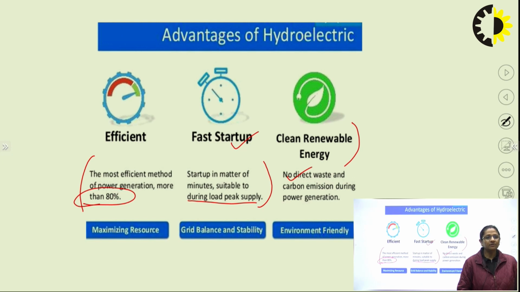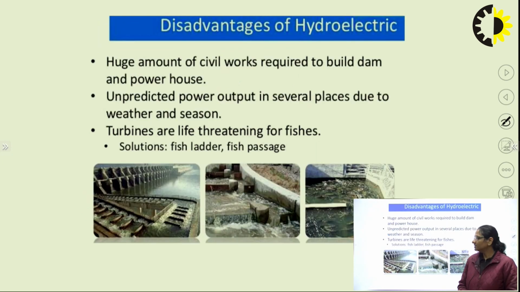Along with these advantages, there are certain disadvantages too. Let us see what the various disadvantages are. A huge amount of civil works is required to build the dam and the powerhouse. So the initial investment of hydroelectric power plants is very high.